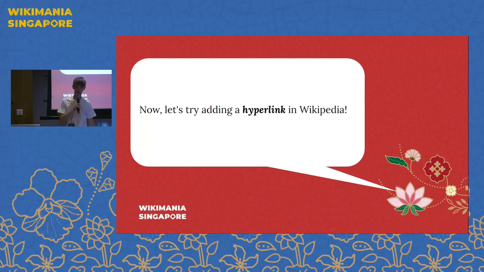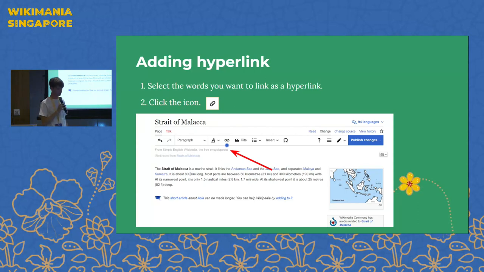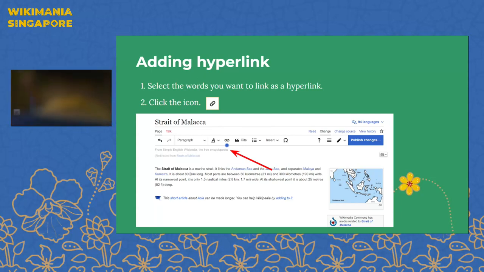And now, since we all should be in the editing mode, we will add a hyperlink. Hyperlinks serve to connect one Wikipedia article with another Wikipedia article. The link works only when both Wikipedia articles exist. On Wikipedia, we don't use links to external web pages in the text of the article; we put them at the bottom of the article. So if you want to add a hyperlink, you click this link icon in the top menu.